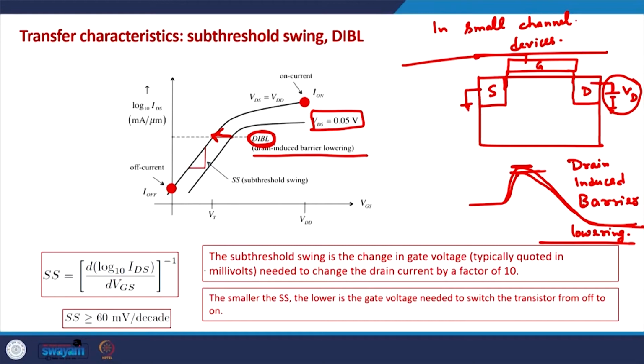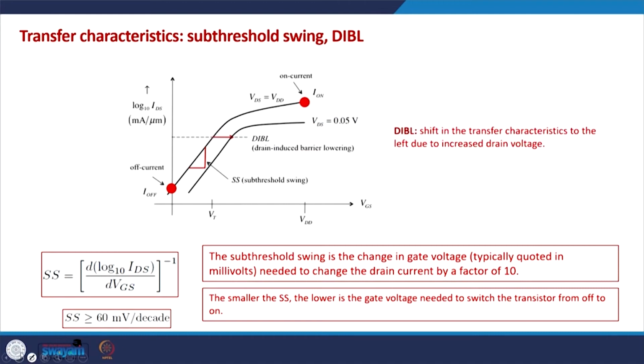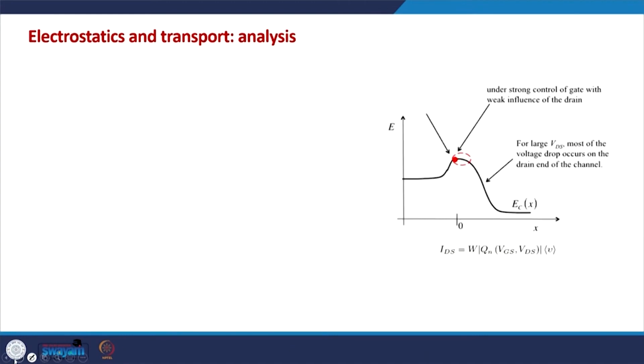Generally we do not want this to appear in the channel, but because of the DIBL, at high drain voltages the transfer IV characteristics is on the left side, and at low drain voltages it is on the right side. Okay. So, on the log scale this DIBL is also properly visible in the subthreshold characteristics. Okay. So, this is about the subthreshold characteristics and DIBL discussion.